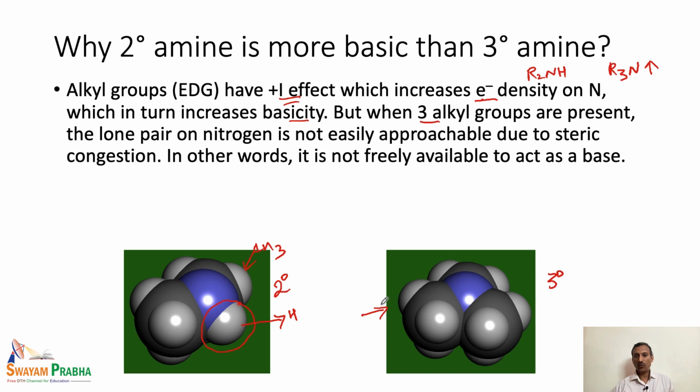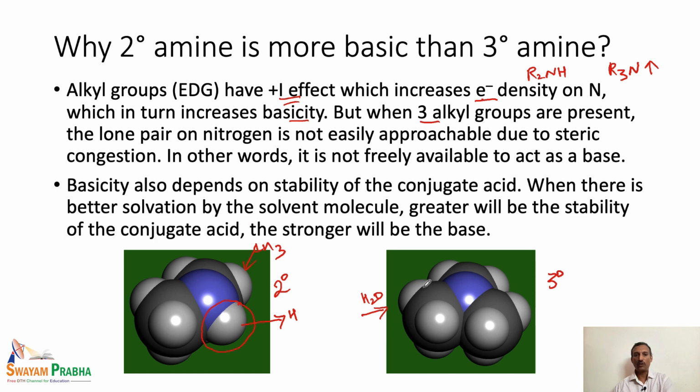no space for the solvent molecule. Why do we talk about the solvent molecule? Whenever we talk about basicity, we are actually talking about the solution phase basicity. So, in the solution phase, if the water molecule can stabilize this particular species, then it is going to be the more basic one. As we have mentioned, the basicity also depends on the stability of the conjugate acid. So, how will the conjugate acid be stabilized?